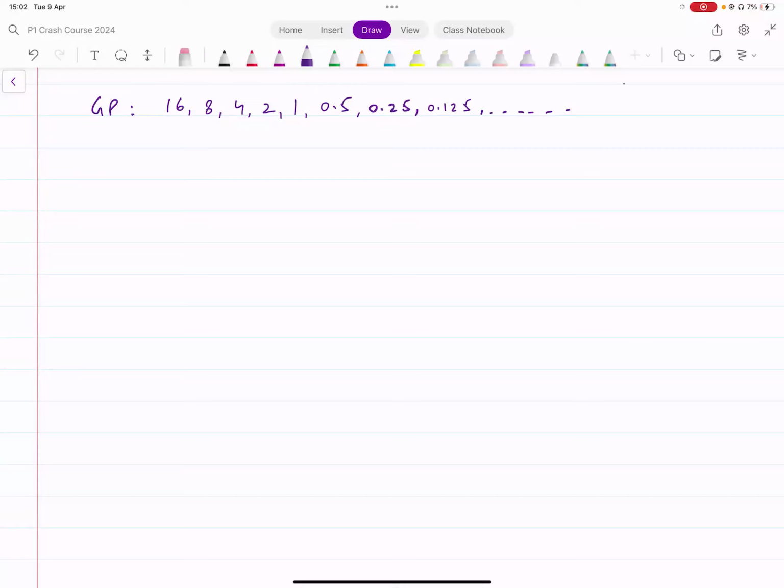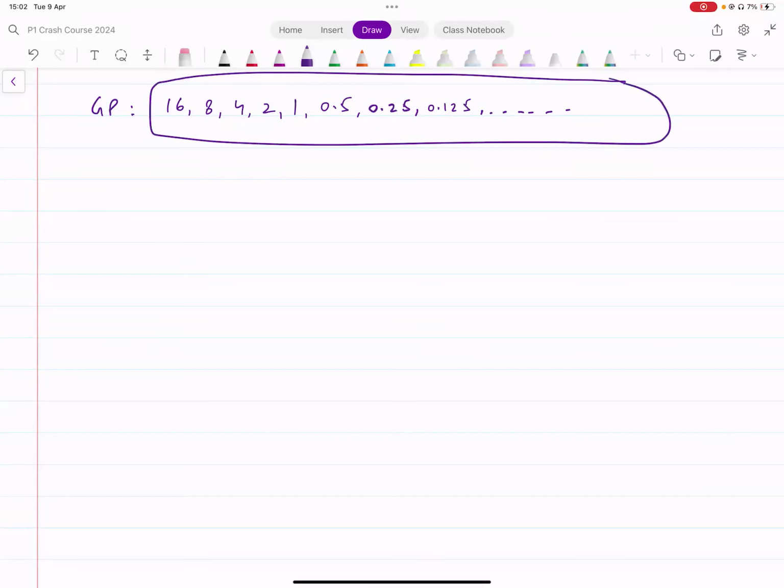If you were to add all of these numbers, this sum is going to be finite. It is going to have some specific value. Even though the sequence is continuing forever, since the values at some point are going to become extremely small, the sum of all of those values is going to have a finite value. Okay, now let's try to understand how that happens.